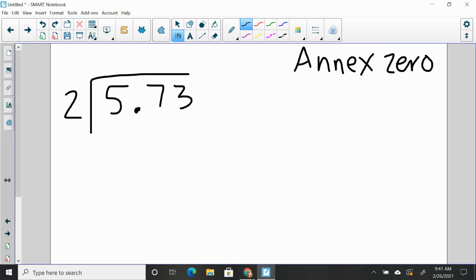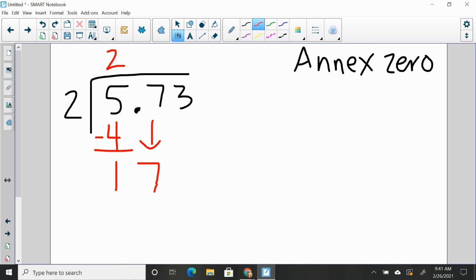Okay. All right. So how many groups of 2 can I make with 5? 2. All right. So the 2 goes up here. 2 times 2 is 4. And when I subtract, I end up with 1. 5 minus 4 is 1. Okay. Going to bring down the 7. So now my new number is 17. So I'm working with a group of 17.